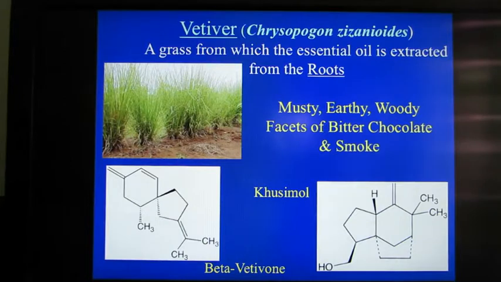Vetiver, another very important component of perfumes. The actual essential oil is obtained from the roots of this grassy type structure. It has a musty, earthy, woody type smell with facets of bitter chocolate and smoke. And we have beta-vetivone and khusimol as components. Again, elaborate structures. The beta-vetivone shown on the left with methyl groups, and then the khusimol, which contains methyl groups attached, and several ring structures, a 5-membered, a 6-membered, and a 4-membered ring attached to it. Again, the imagination of chemists could not even come up with this type of structure. But again, there are many other components or chemicals in the vetiver essential oil aroma.